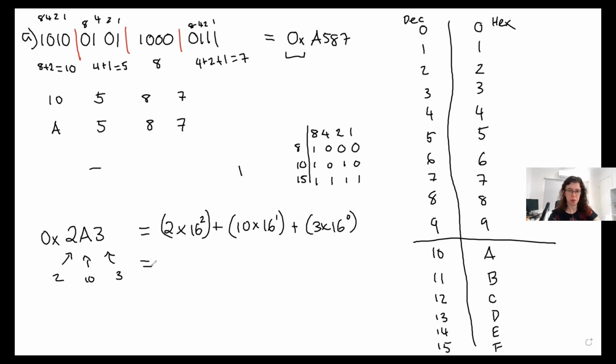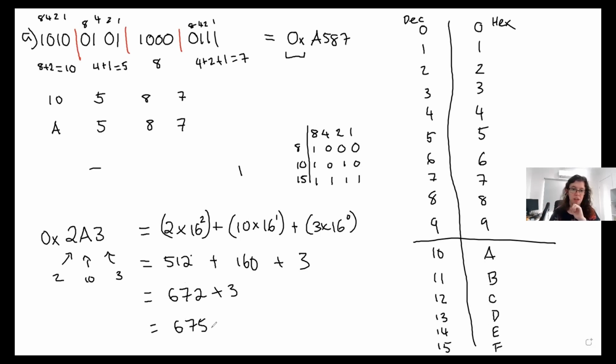So this one's definitely going to require me to use a calculator. Give me a second. 16 times 16 times 2. That's going to give us 512 there. Plus 160 plus 3. So that's going to be 672 plus 3, which is going to give us 675. Hopefully I've done all that math right, but the main part is that this section here is correct and everything after that is just doing your math.